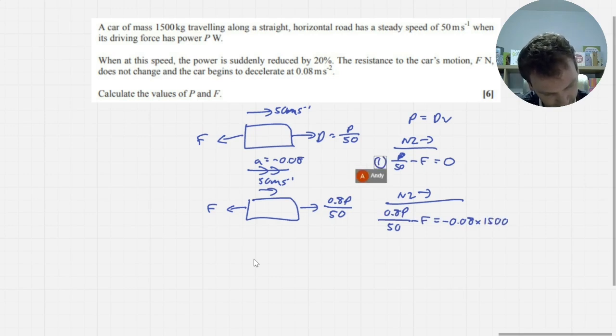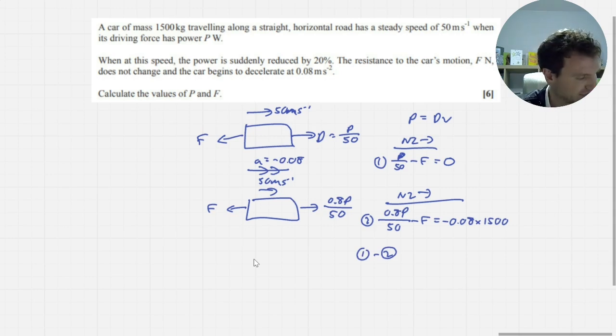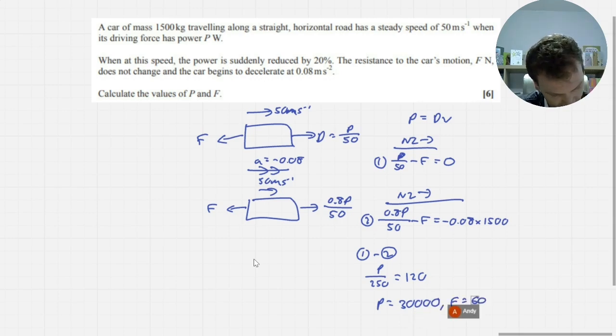And voila, we've got some simultaneous equations. These two equations here, there are a variety of ways you could solve them. One of the most direct ways is doing equation 1 subtract equation 2, which will make the F's disappear and will just leave you with P over 250 is equal to 120, and we can solve. We're going to get that P is equal to 30,000, and that's 30,000 watts. And then we can sub in and get F, which is going to be 600.